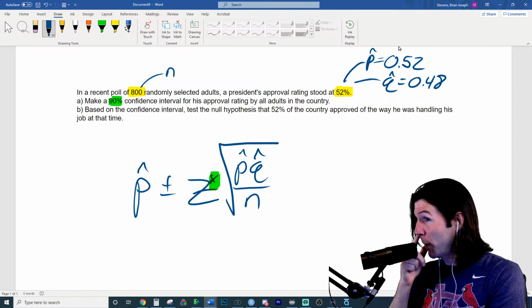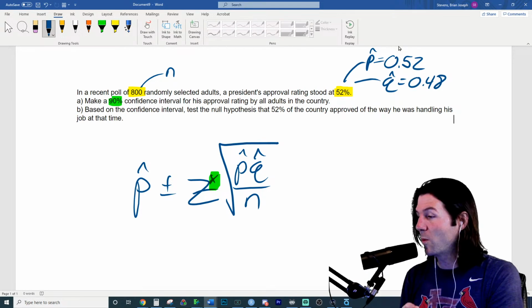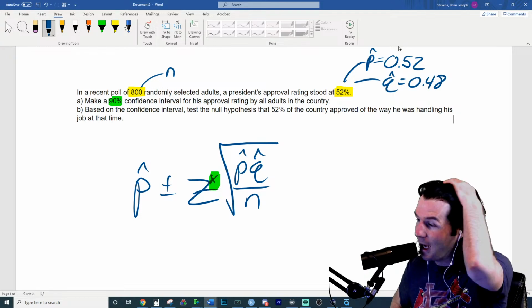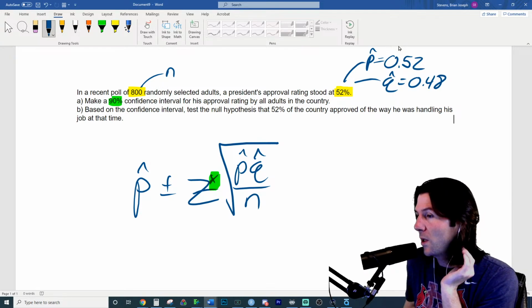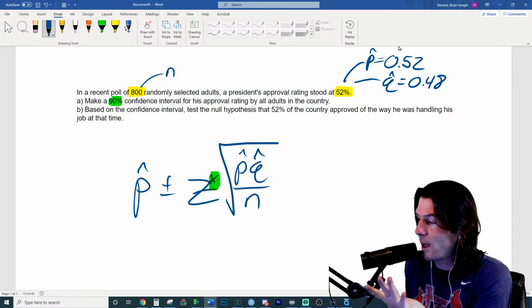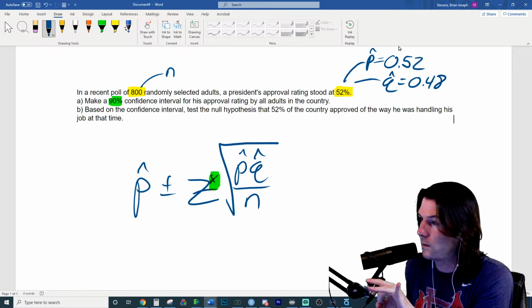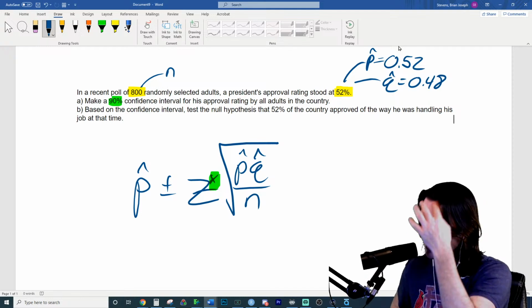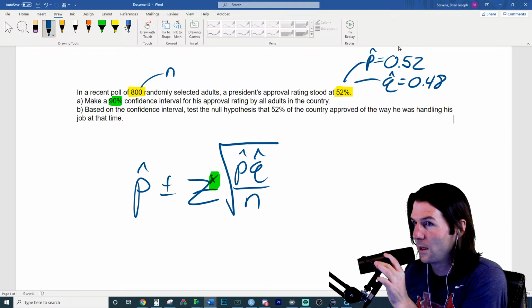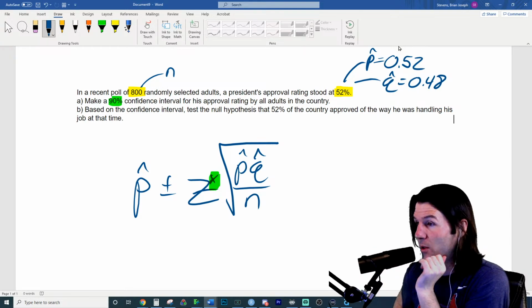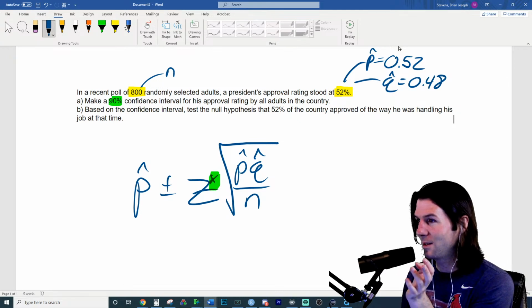So 0.52 will be P hat because it came from a sample. P is the truth, for the population, but it'll be P hat because it came from a sample. Correct. And so this is a Z interval, and it's because it's what kind of data right here? So it's a Z interval because we're asking, do you approve of the president? Do you approve of the president is a yes/no question. See, it all relates to this.